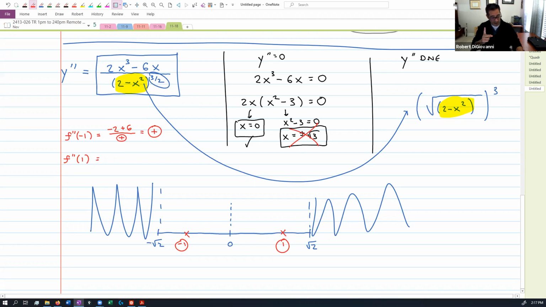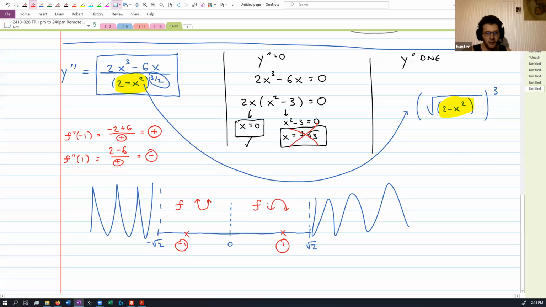Now, if I plug in +1, I get 2 take away 6 over a positive number. And this is going to give me a negative number. That tells me the original function's concave up here. And then the original function here is concave down.